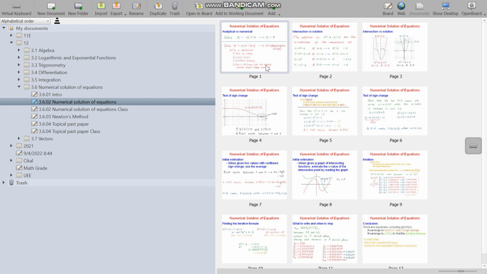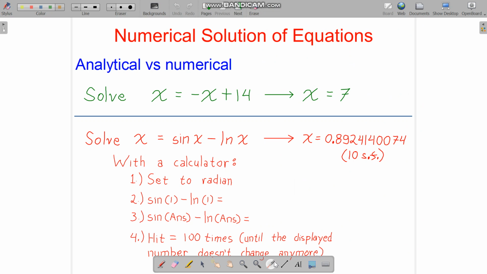Everyone, this video is about numerical solutions of equations. First of all, the difference between analytical and numerical. So if we have to solve x equals minus x plus 14, of course the x is 7, simple. We can do this by hand.